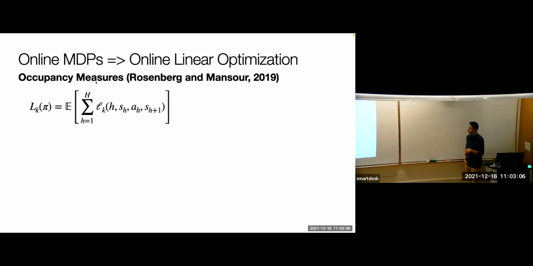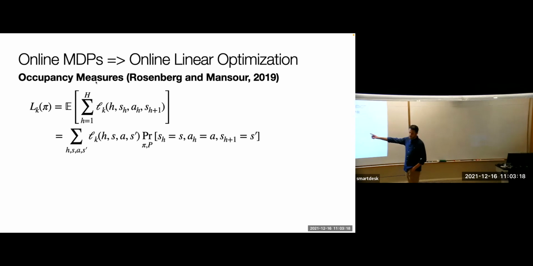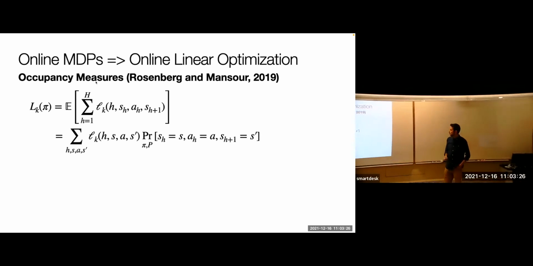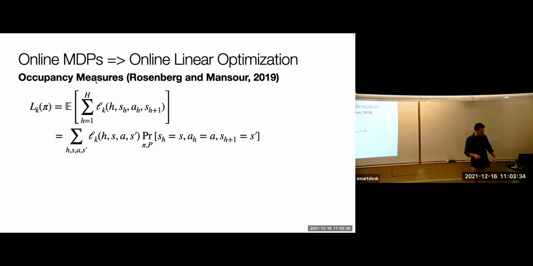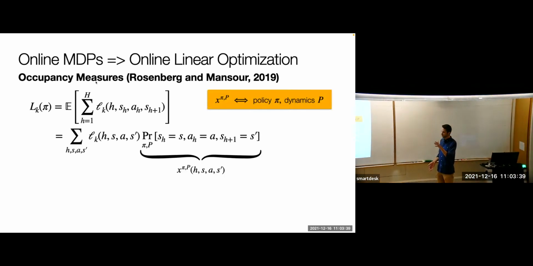Think about the total expected loss over some policy in my model. I can write this expectation of the sum as just a sum over the time steps, states, and actions of the loss times the probability of visiting this state-action in time step H, given my policy and the dynamics of the model. And now I can take this list of probabilities and write them as a vector. This vector is what we call an occupancy measure.